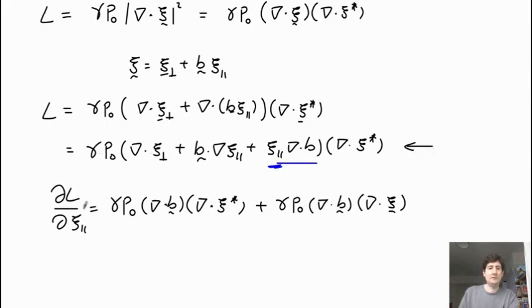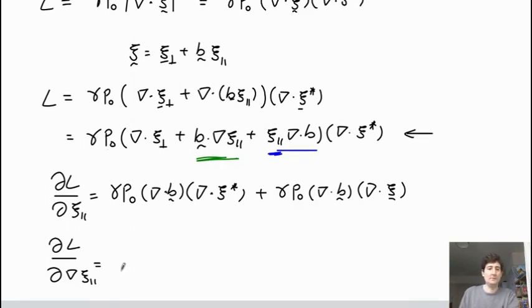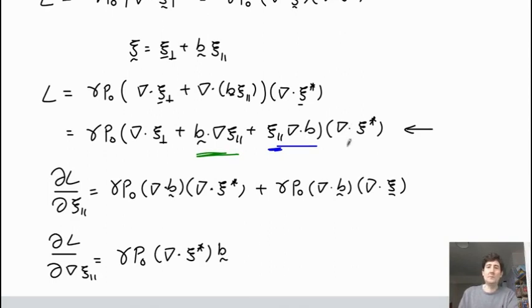Okay, the second part we need is the derivative with respect to the gradient of psi parallel, so this component here. The only component here is just this bit here. All the other terms don't depend on the gradient of psi parallel. Similarly when we expand out this side, we'll get the same thing, just complex conjugate. So we'll end up with gamma p naught and then this term here, b.